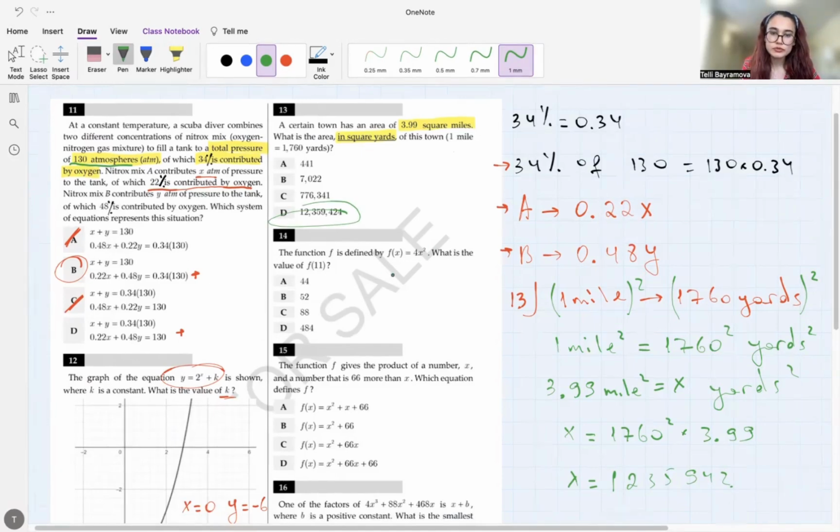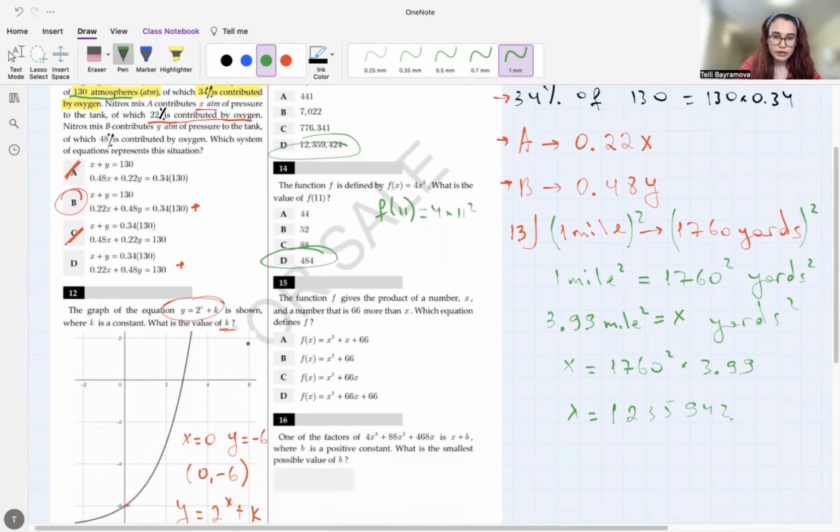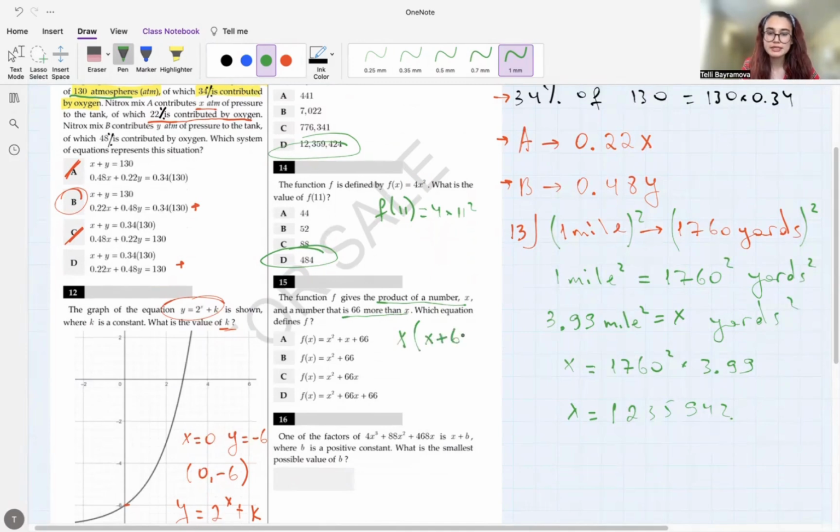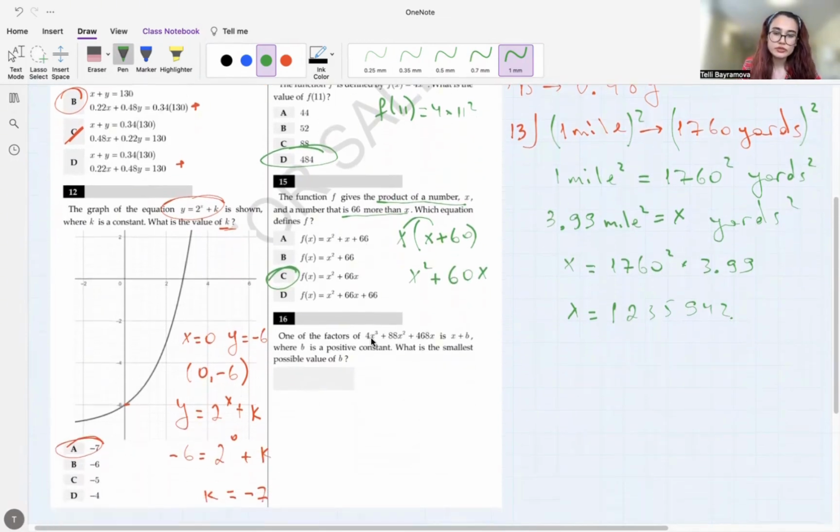F of x is 4x squared, so f of 11, you can use decimals, but it's easy for me to write here. It's going to be 484. Okay, the function f gives the product of a number x and 60 more than x, x plus 60. So if you expand the bracket, it's going to be x squared plus 60x. So the answer is C.